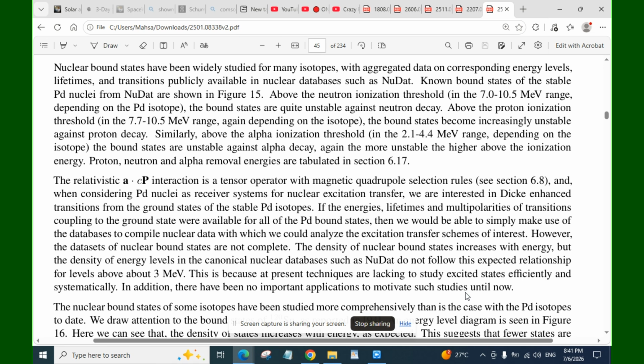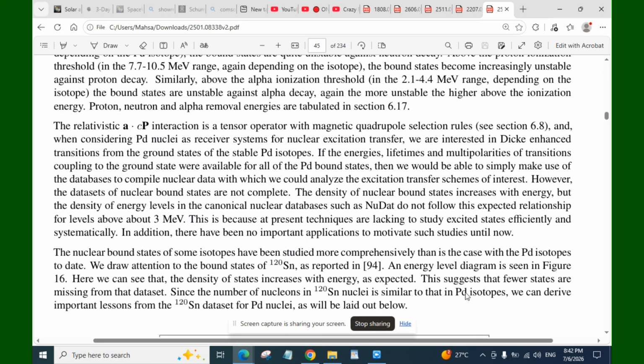The density of nuclear bound states increases with energy, but the density of the energy levels in the canonical nuclear database, such as NNDC, doesn't follow this expected relationship for levels above about 3 megaelectron-volts. This is because at present techniques are lacking to study excited states efficiently and systematically. In addition, there have been no important applications to motivate such studies until now.